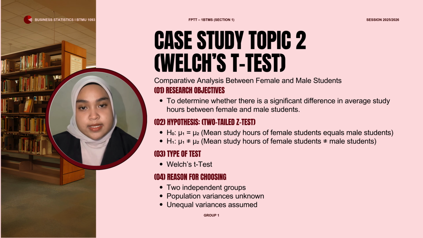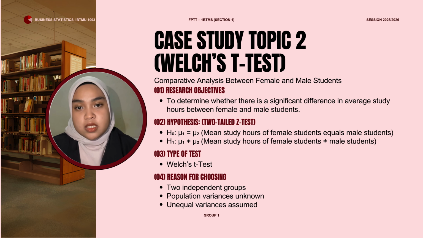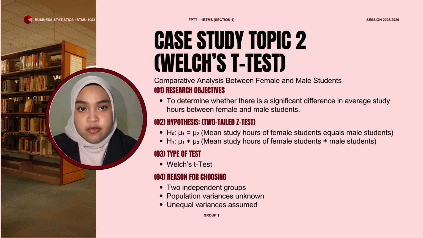Next, for the second case study, the topic is the comparative analysis between female and male students. The objective of this case study is to determine whether there is a significant difference in average study hours between female and male students. As we all know, for hypothesis testing, we need to state two types of hypothesis, which is the null and the alternative. As for the null, we state that the mean study hours of female students are equal to male students. For the alternative hypothesis, the mean study hours of female students is different from male students. The type of test that we use to analyze this data is a t-test.